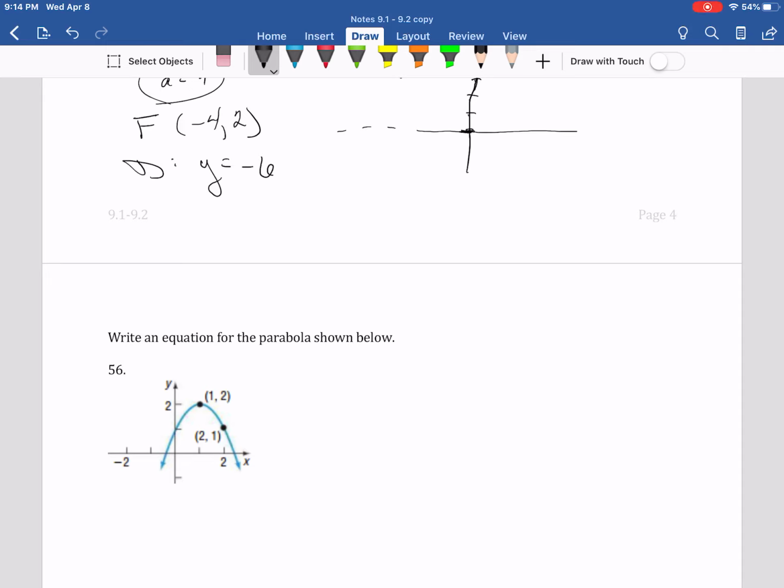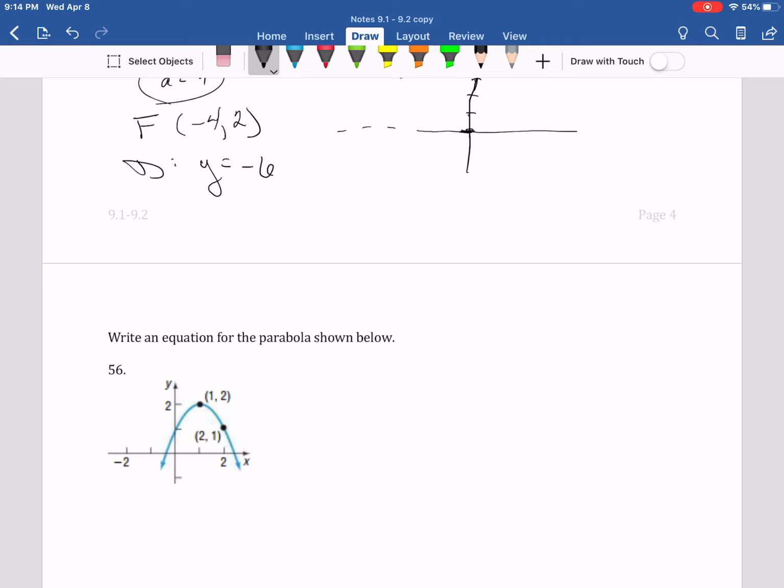We have the graph of a parabola that we want to figure out its equation. And so observe a couple things about it. Observe which way it's opening. Opens down. Observe where the vertex is, that's labeled for you at 1, 2, and any other relevant information. Here we know another point on this graph is at 2, 1.